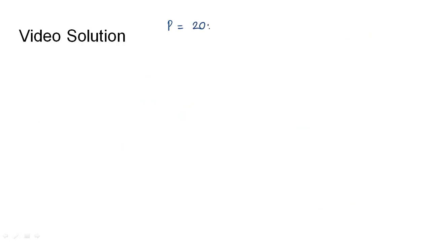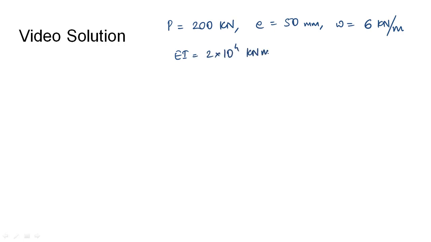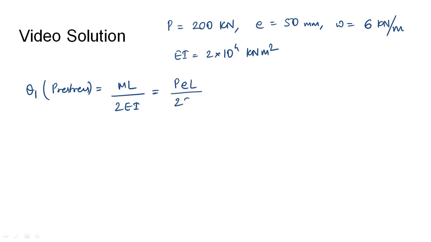In this question, pre-stressing force has been given as 200 kN, eccentricity is given as 50 millimeters. The UDL value has been mentioned as 6 kN per meter. Flexural rigidity of the beam is given as 2 into 10 to the power 4 kN meter square. Using this, theta 1 due to the pre-stressed force can be found, which will be equal to ML by 2EI. Here moment is nothing but P times E into the length divided by 2EI.